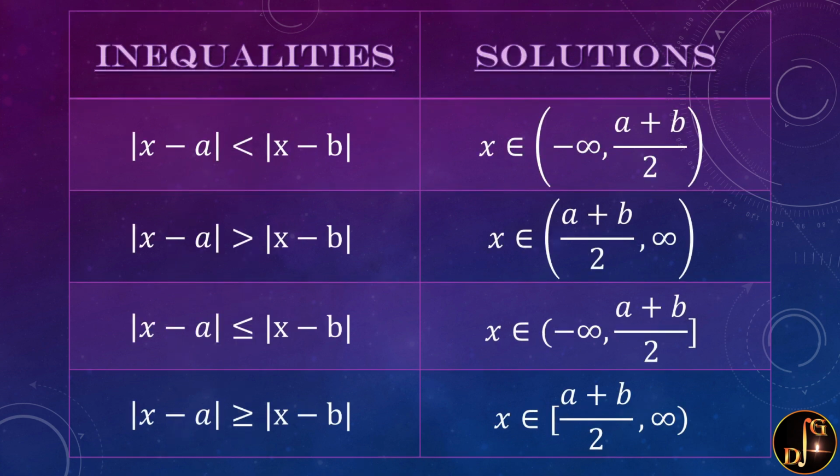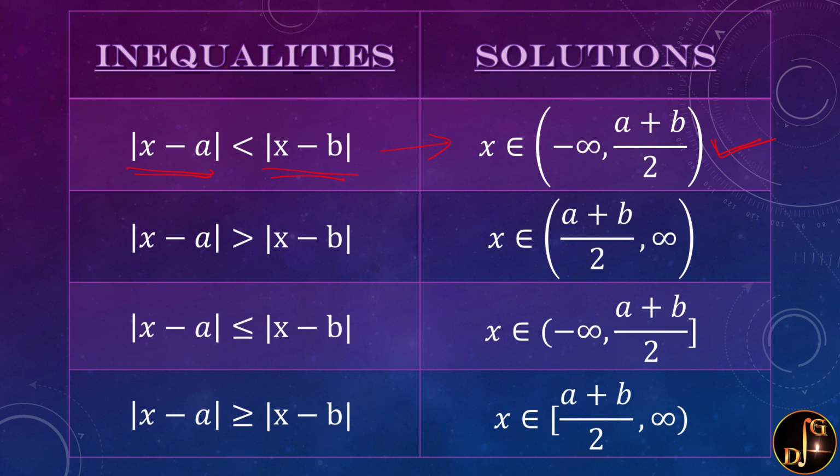Next, look at some other inequalities. By taking modulus, that is, mod x minus a is less than mod x minus b. So it is not in fraction, quotient form, or product form. We have taken two modulus expressions on either side. To solve this type of inequality, if we have mod x minus a is less than mod x minus b, then x belongs to minus infinity comma a plus b by 2. That is the average of a and b.